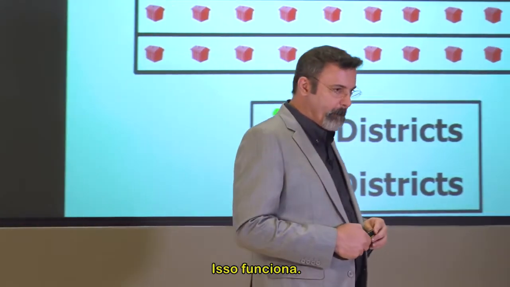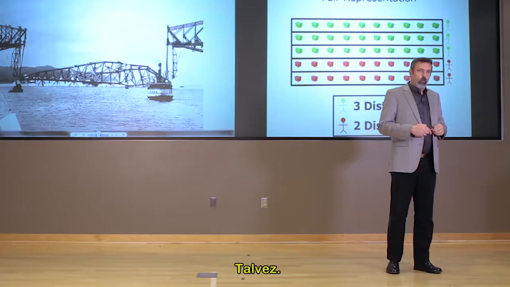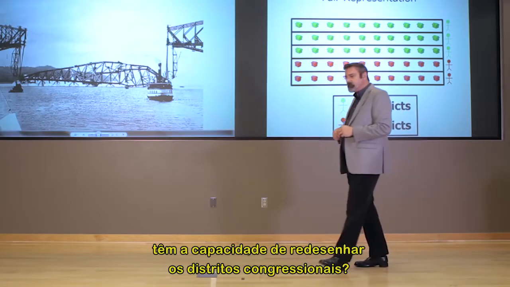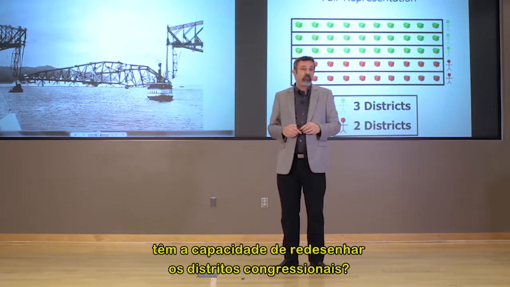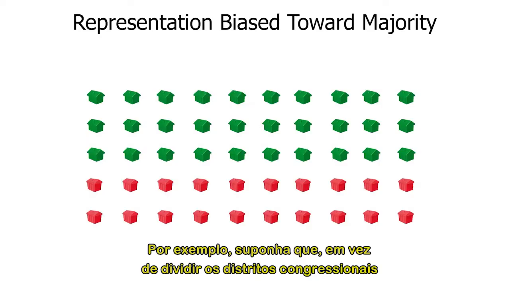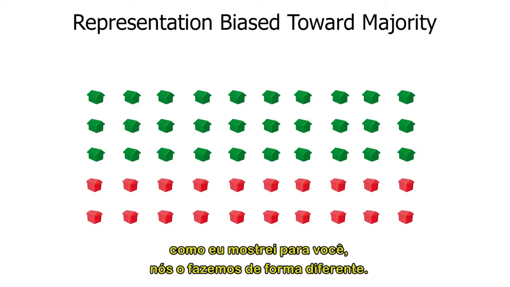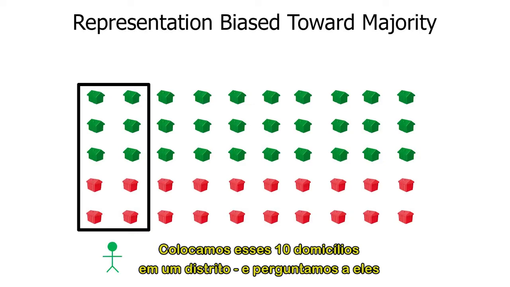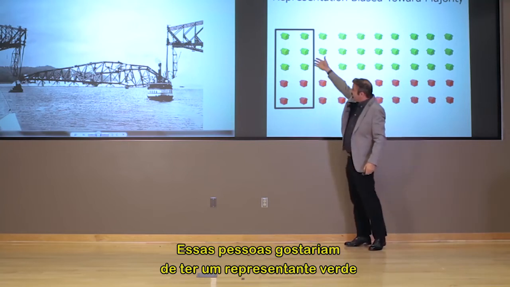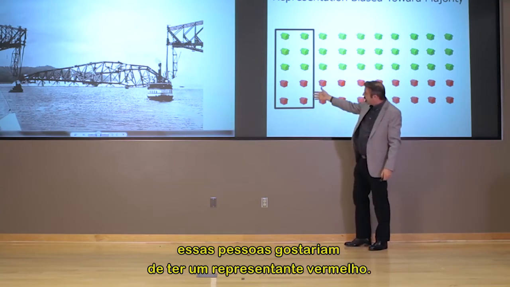That works. Maybe. What happens when these people you have elected have the ability to redraw the congressional districts? For example, suppose instead of dividing the congressional districts like I showed you, we do it differently. We put these 10 households in a district. And we ask them, what sort of representative would you like? Well, these people would like to have a green representative. These people would like to have a red representative.